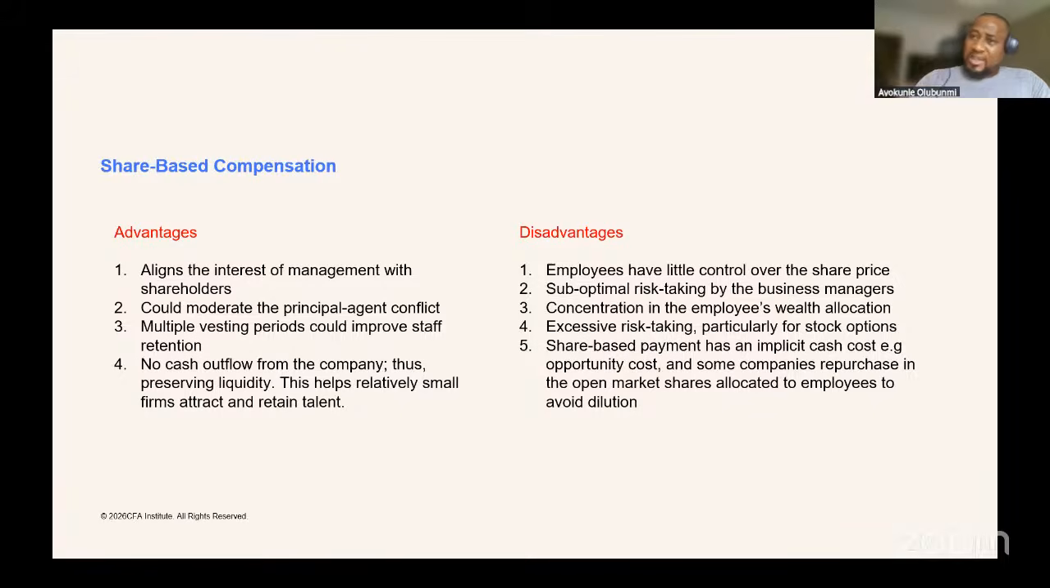And they know that once they can work well and this company is more valuable, the value of the shares they hold will also be significant. So they use it to attract and retain talent. Now, what are the disadvantages of share-based compensation?